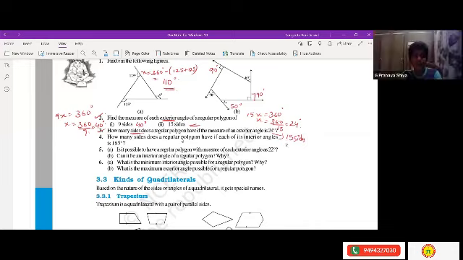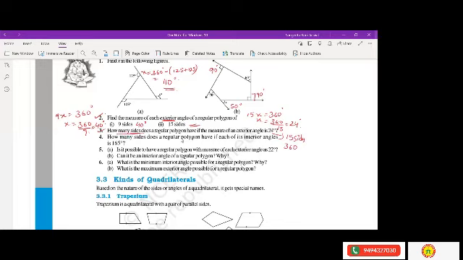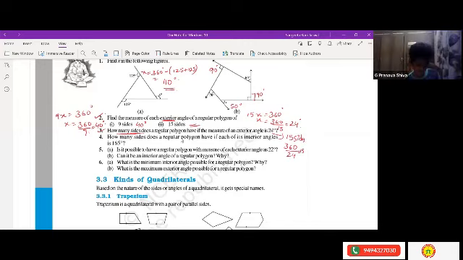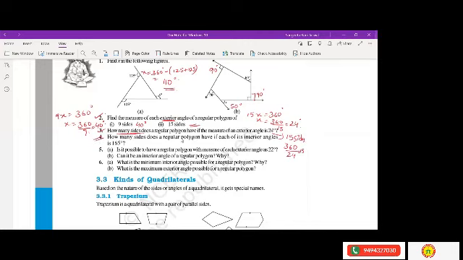Ma'am, pata chal gaya? 15 degrees, ma'am. 15 degrees nahin, 15 sides. How many sides it is asking? 15 sides.